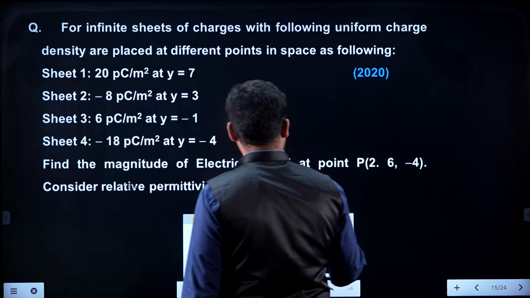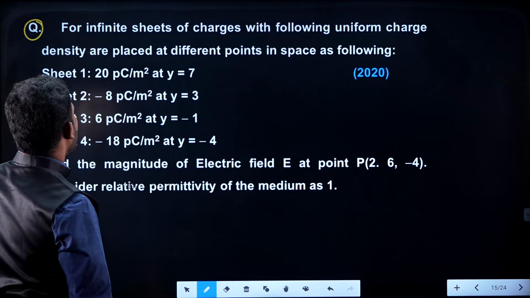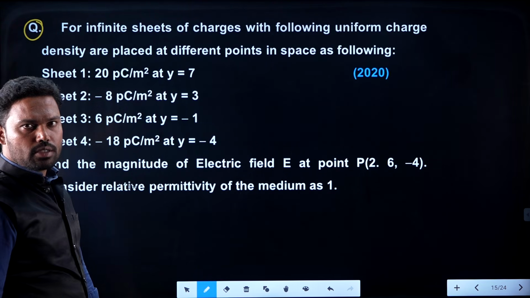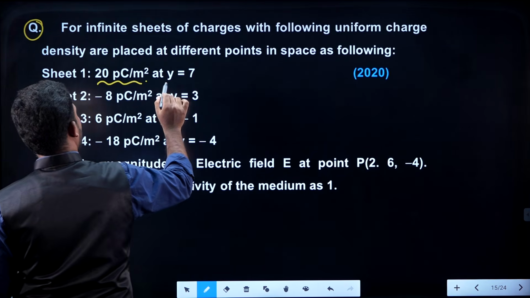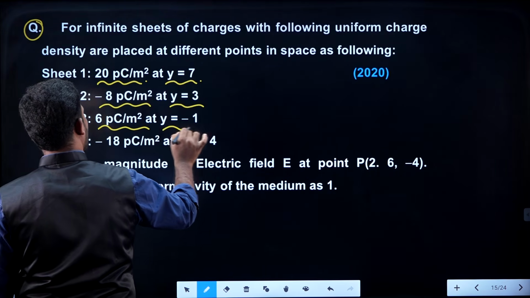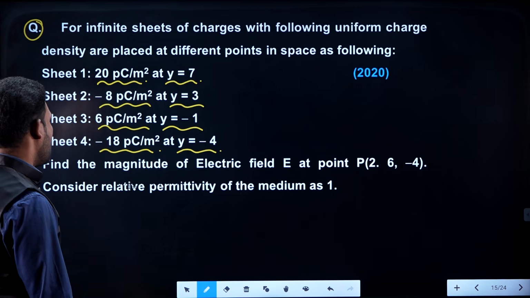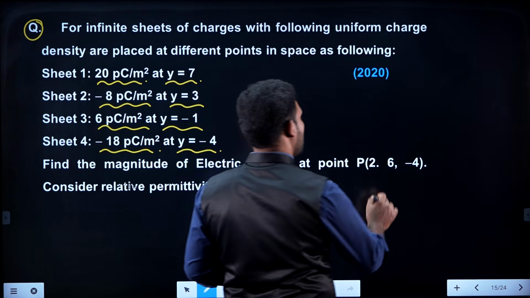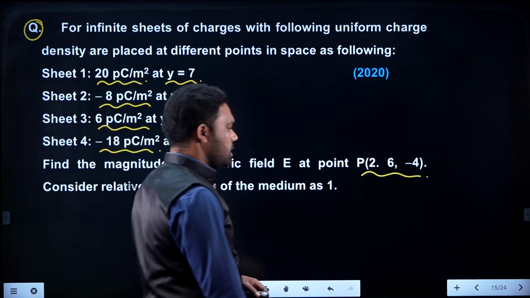So, it is also purely based on the formula, options are missing, does not matter. Four infinite sheets of charge with the following uniform charge densities are placed at different points in space. The sheet 20 picocoulomb per meter square at y equals 7, minus 8 picocoulomb per meter square at y equals 3, 6 picocoulomb per meter square at y equals minus 1, minus 18 picocoulomb per meter square at y equals minus 4, only 4 sheets. Find the magnitude of the electric field E at the point (2, 6, minus 4). Consider the relative permittivity of the medium as 1. Fine. Let me turn the page here.